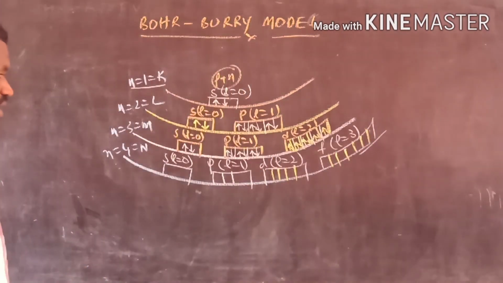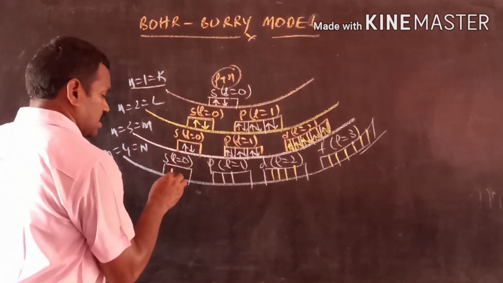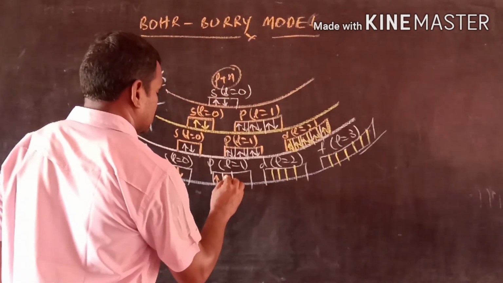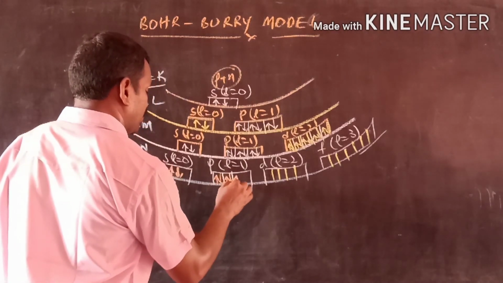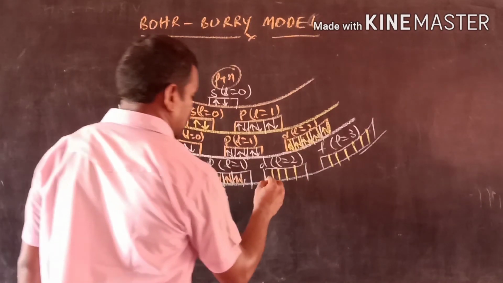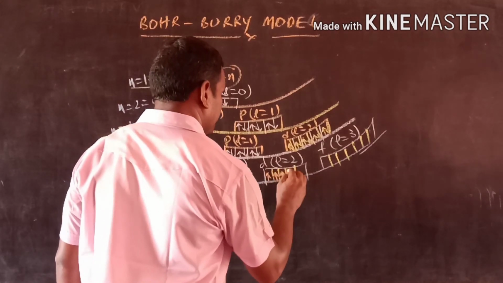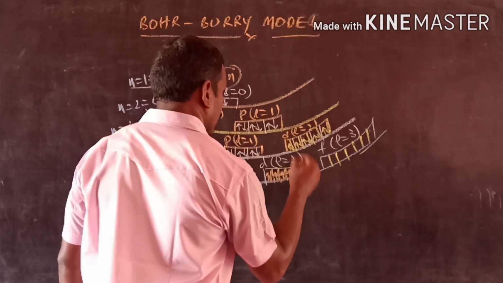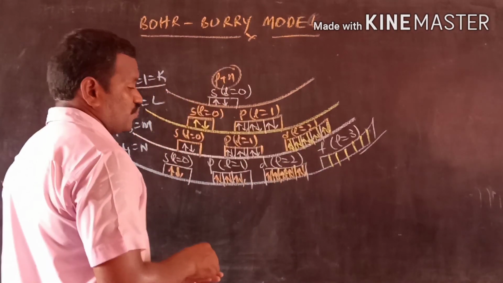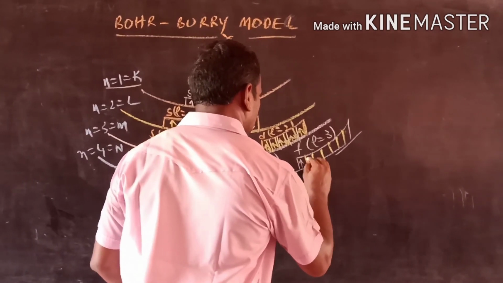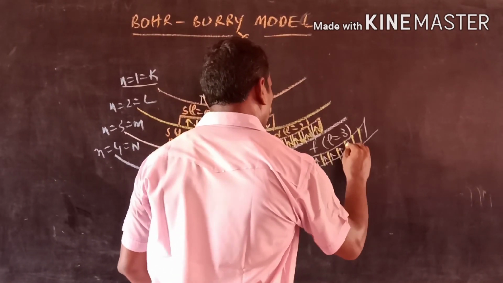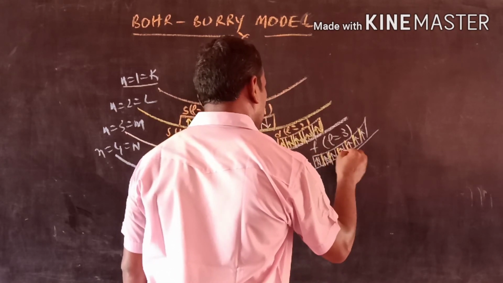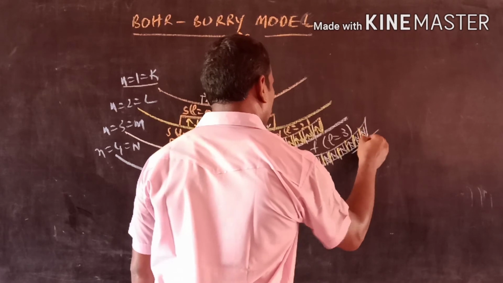Now we should accommodate the electrons. S orbital can accommodate 2 electrons. P can accommodate 6. 1, 2, 3, 4, 5, 6. D can accommodate 10 electrons. Now F can accommodate 14 electrons. 1, 2, 3, 4, 5, 6, 7, 8, 9, 10, 11, 12, 13, 14.